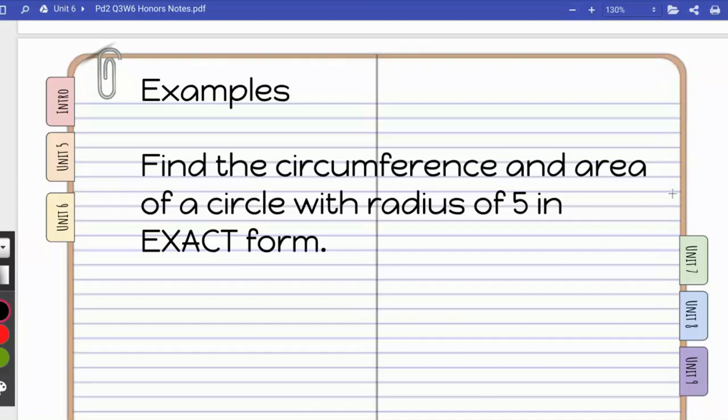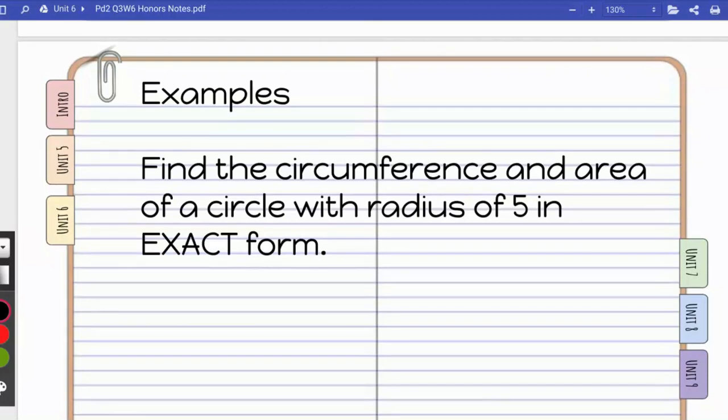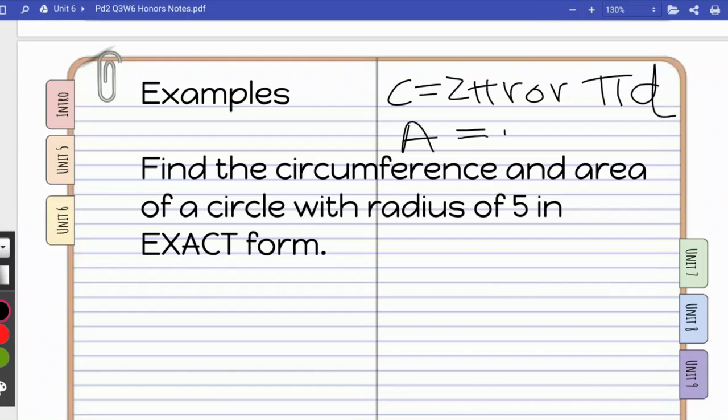I just wanted to go over a few examples just to remind you of your circumference and area formulas. If you recall your circumference for a circle formula, circumference is equal to 2 pi times the radius, or you could use pi times the diameter. And your area formula is pi times the radius squared.